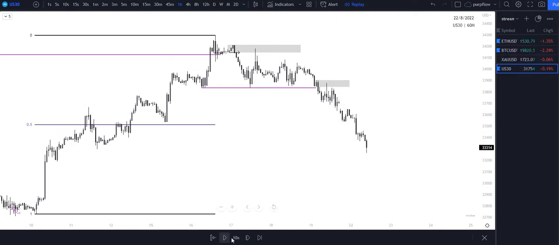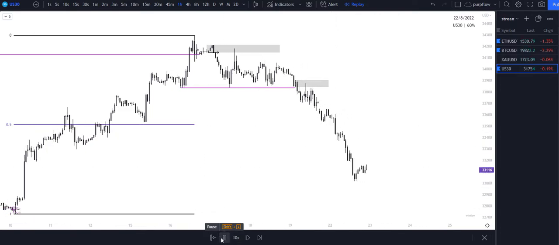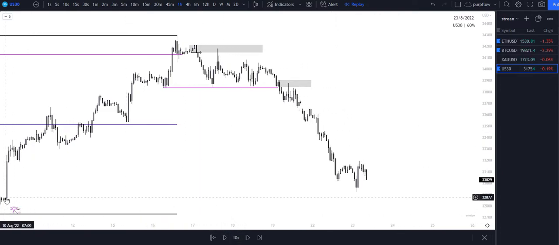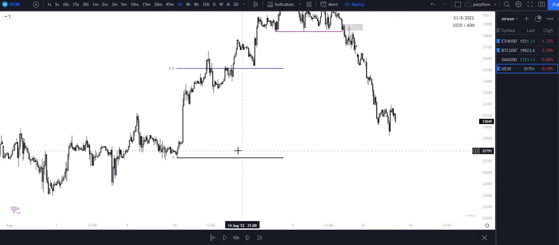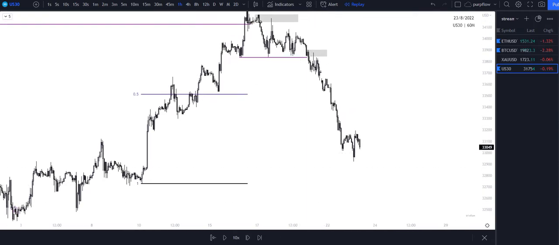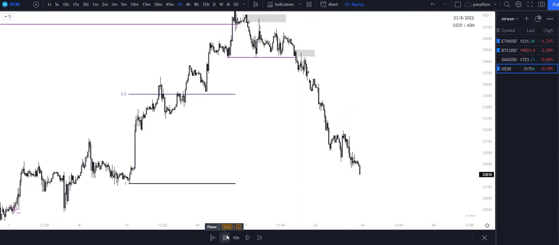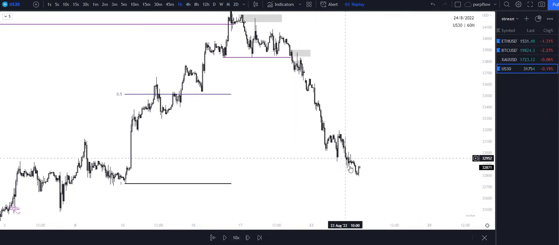This area of fair value, this gap that we have right here, starts to come down lower into these areas of demand. What is this going to start to do? Start to create more sell side liquidity below. All right, let's go ahead and watch it out. We raid the highs right here. We start to come lower.